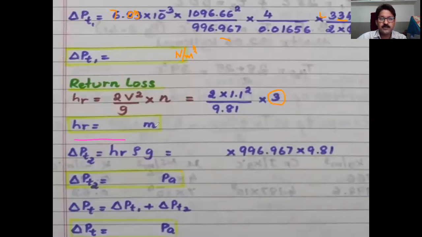So therefore it is in meter. Convert this meter into Newton per meter square. For the conversion to Newton per meter square, multiply this value by density into gravity. Multiply this by 9.81, and density is 996.967. So you'll get PT2. Therefore you add PT1 and this one, and you will get the pressure drop on the tube side. This is the end of the condenser problem.